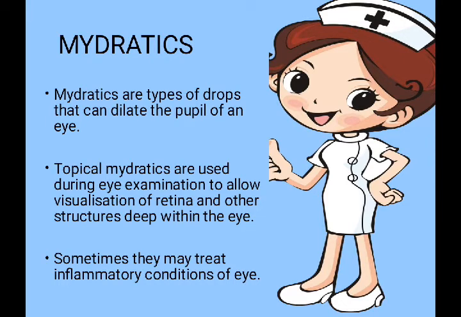These are used during eye examination so that they allow us the visualization of the retina, which I have said earlier, that we are supposed to look at the peripheral retina. Is there any abnormality seen or not? And other eye structures deep within the eye, for example the foveal point. All these things we can look at after the dilatation. Sometimes they may treat inflammatory conditions of the eye. Sometimes inflammation is there, so mydriatics are used to treat it.